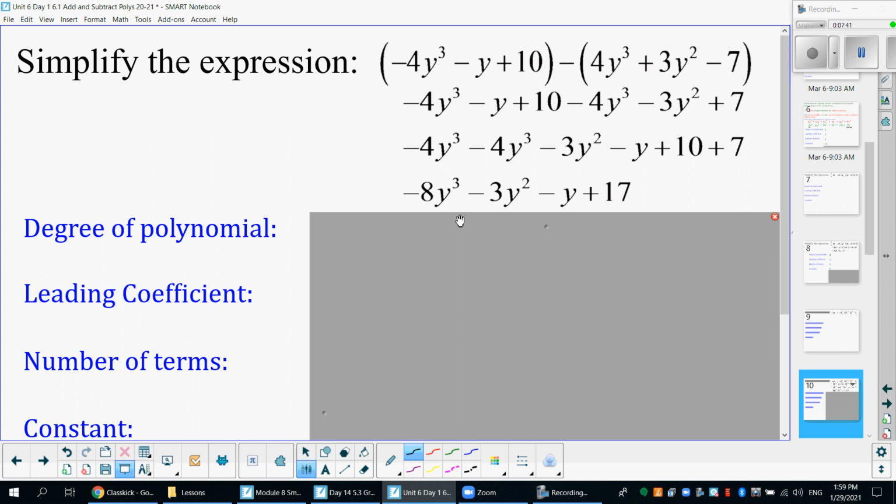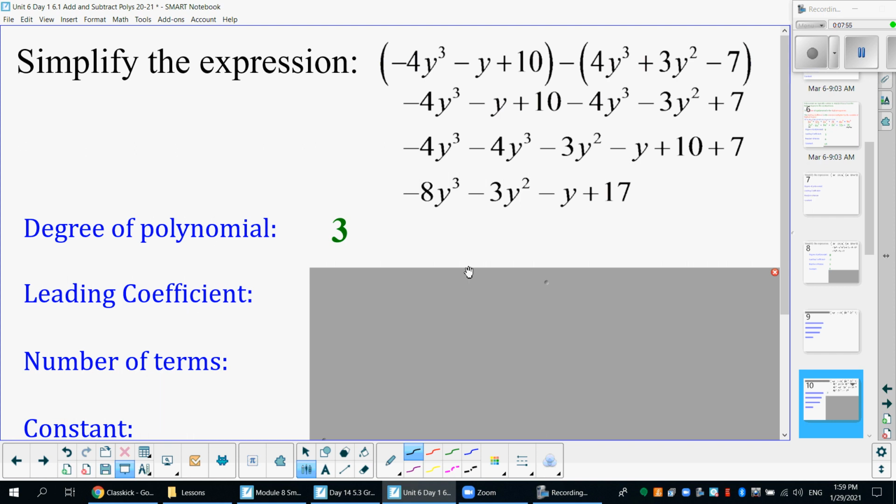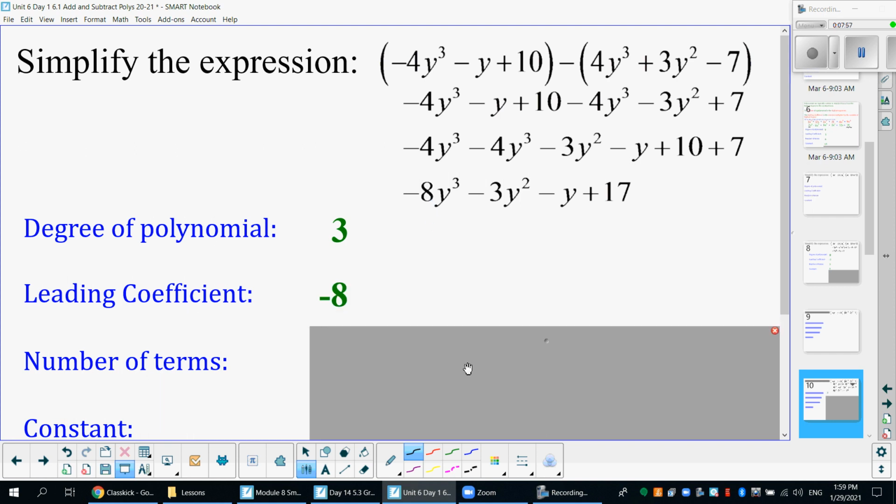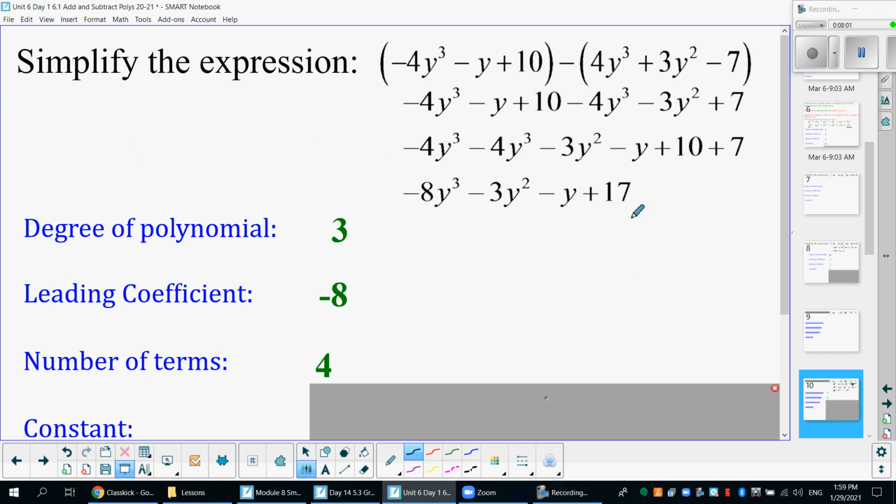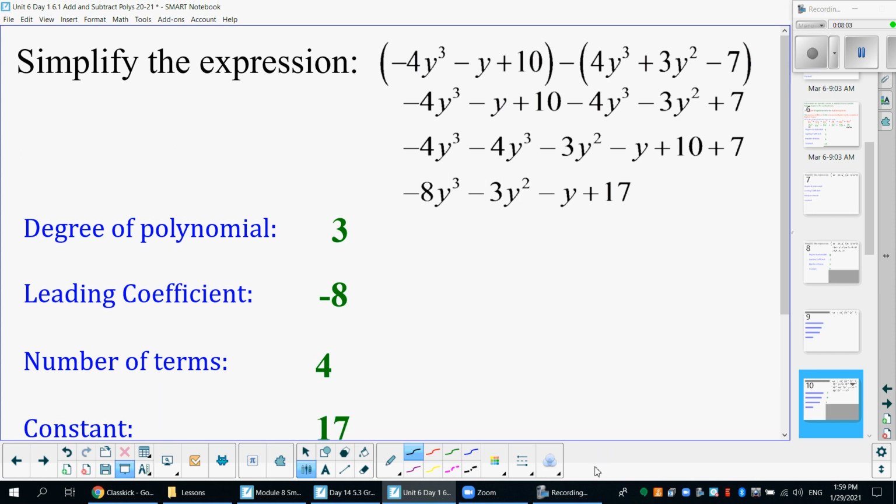So my polynomial in standard form would be negative 8y to the third minus 3y to the second minus y plus 17. So if I look at these key features, the degree of my polynomial is 3. The leading coefficient, negative 8. Number of terms, 4. My constant, 17.